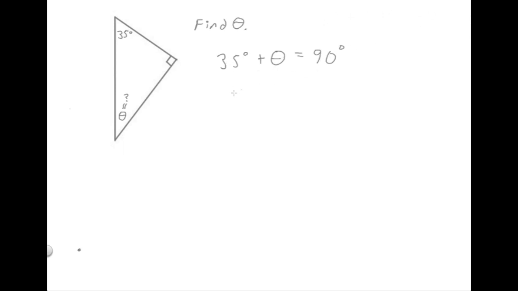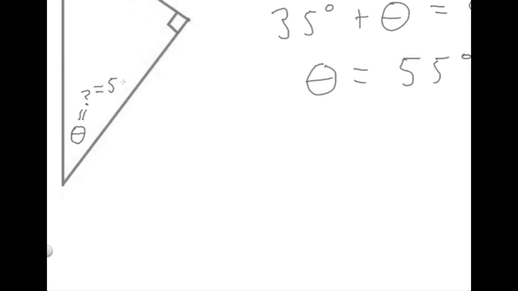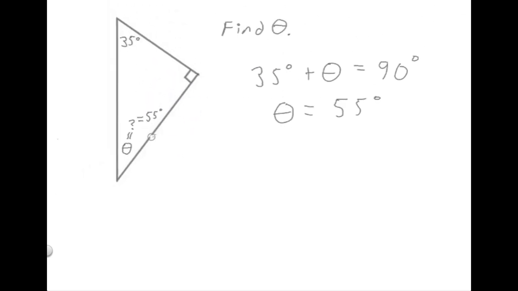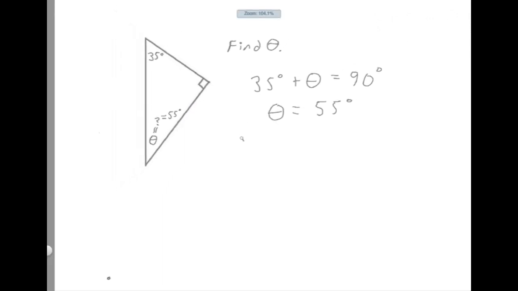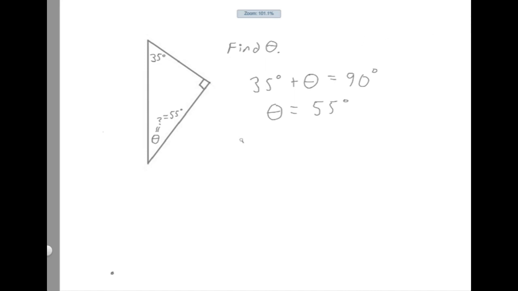So now we have to subtract 35 from both sides. Now what's 90 minus 35? That's 55 degrees. 90 minus 35 is 55 degrees, and we can build that answer into our sketch. 55 degrees, and you could check that 35 plus 55 plus 90 really is 180. This is something you'll have to do quite a bit in the class.